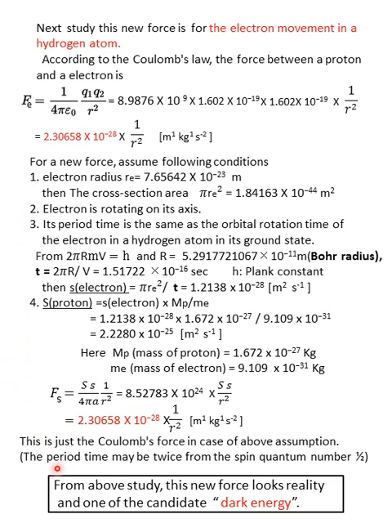But I think the period time of its rotating on its axis may be twice is suitable because of the spin quantum number 1/2. From the above two studies, this new force looks real, and is one of the candidates for so-called dark energy. Thanks.